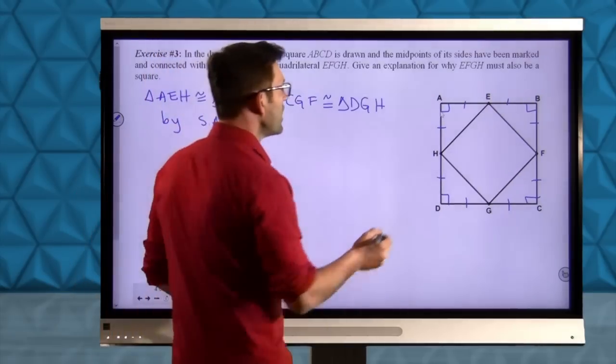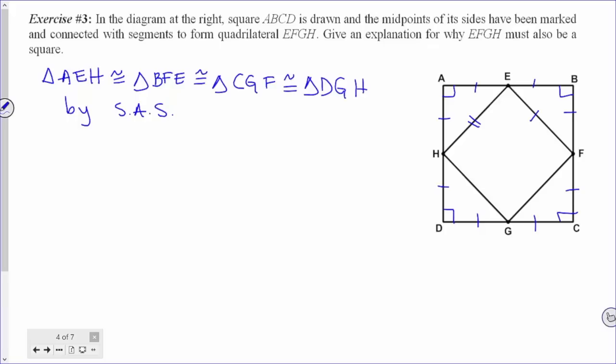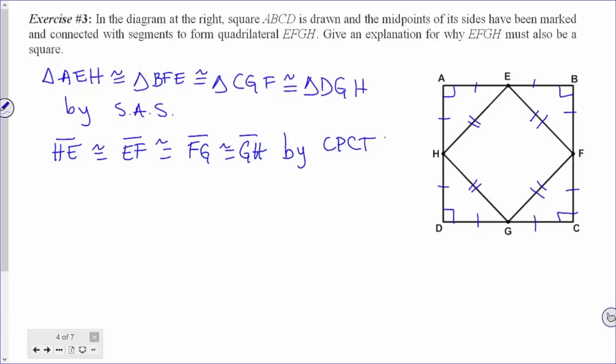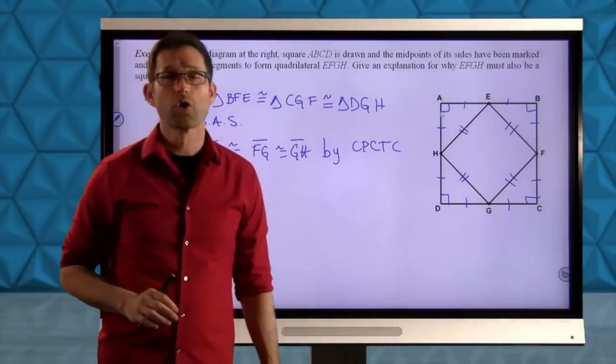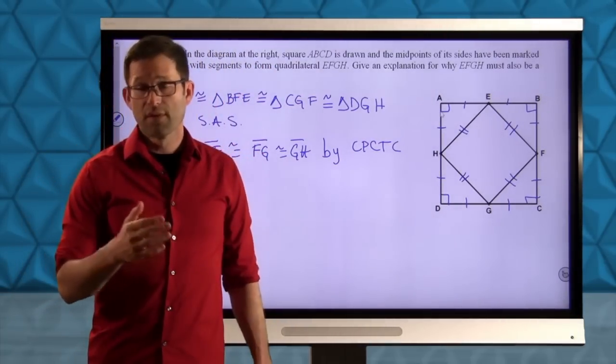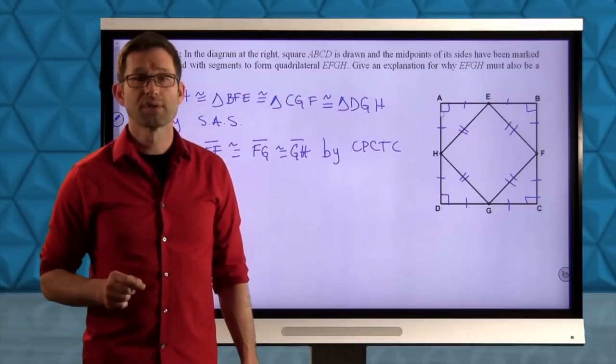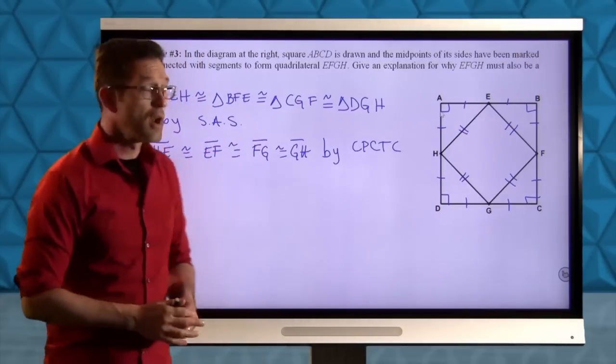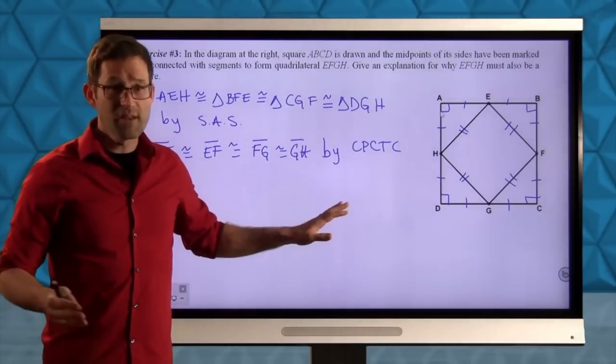What that gets me, then, is the fact that EH, EF, FG, and GH, right, those four sides, HE, must be congruent to EF, must be congruent to FG, must be congruent to GH, right? And that's by CPCTC, right? If you will, they are the hypotenuses of those four congruent right triangles, and since they're all hypotenuses, they are corresponding parts of congruent triangles, so they must be congruent themselves. And of course, this is very important, because there's two things that make a square a square.